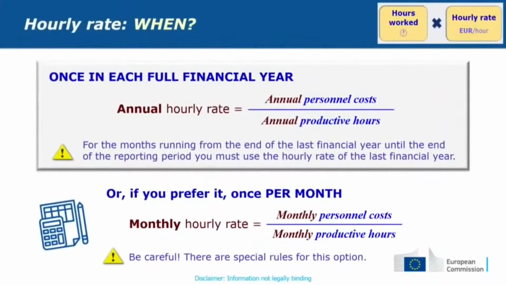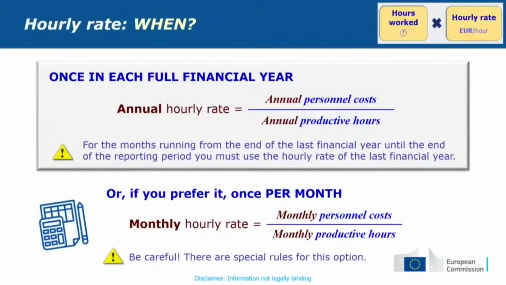Then, the next question is, now I know that I have to multiply the number of hours by an hourly rate. And how many times do I have to do this? How many times do I have to calculate an hourly rate? Well, the main branch in our tree, the one that is the simplest, and because it is the simplest and the less risky we recommend, is to do it once in each financial year. So just once at the end of each financial year, you calculate your hourly rate by dividing the annual personal cost by the annual productive hours. That's very simple. Normally, you already have these global amounts because of your statutory accounts or because of the tax declaration, so it's very easy.